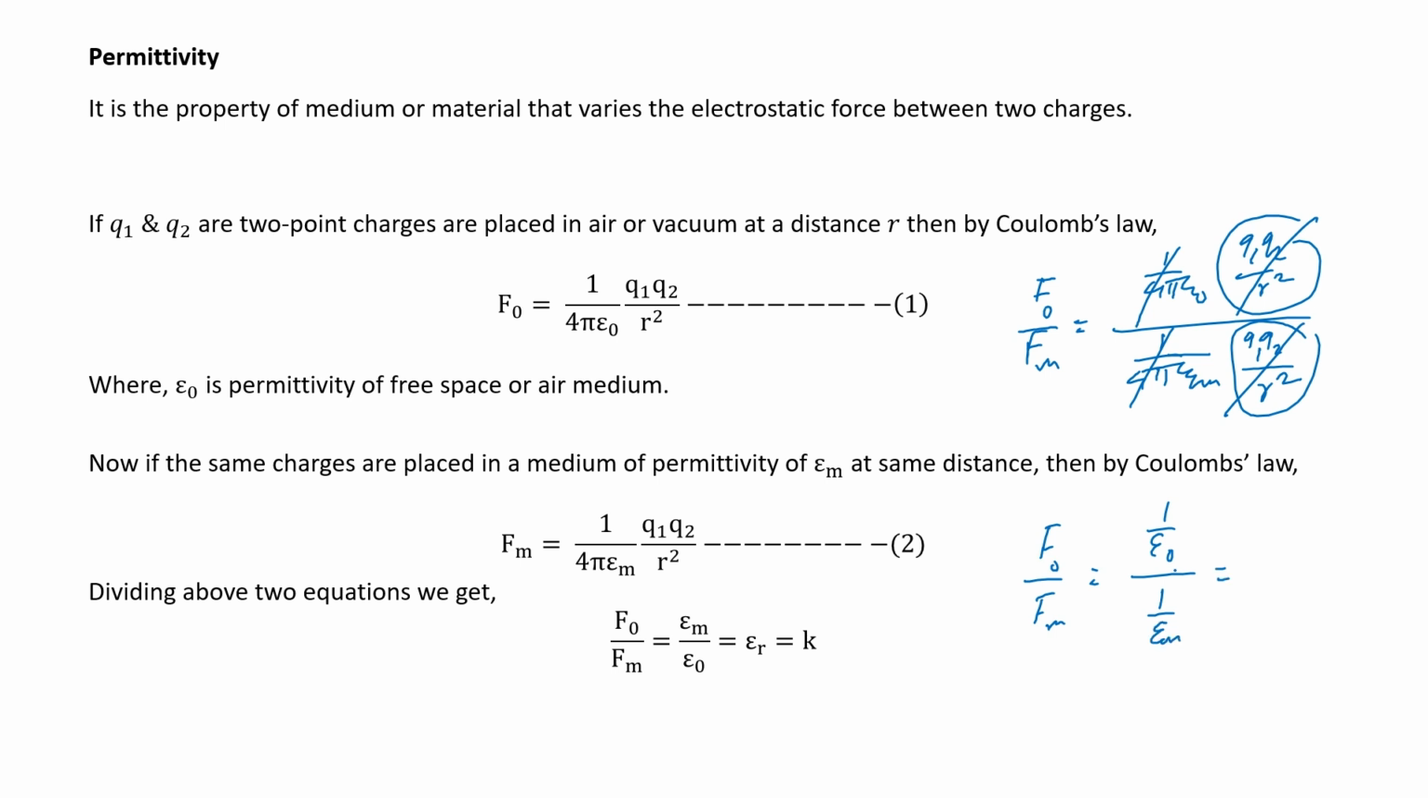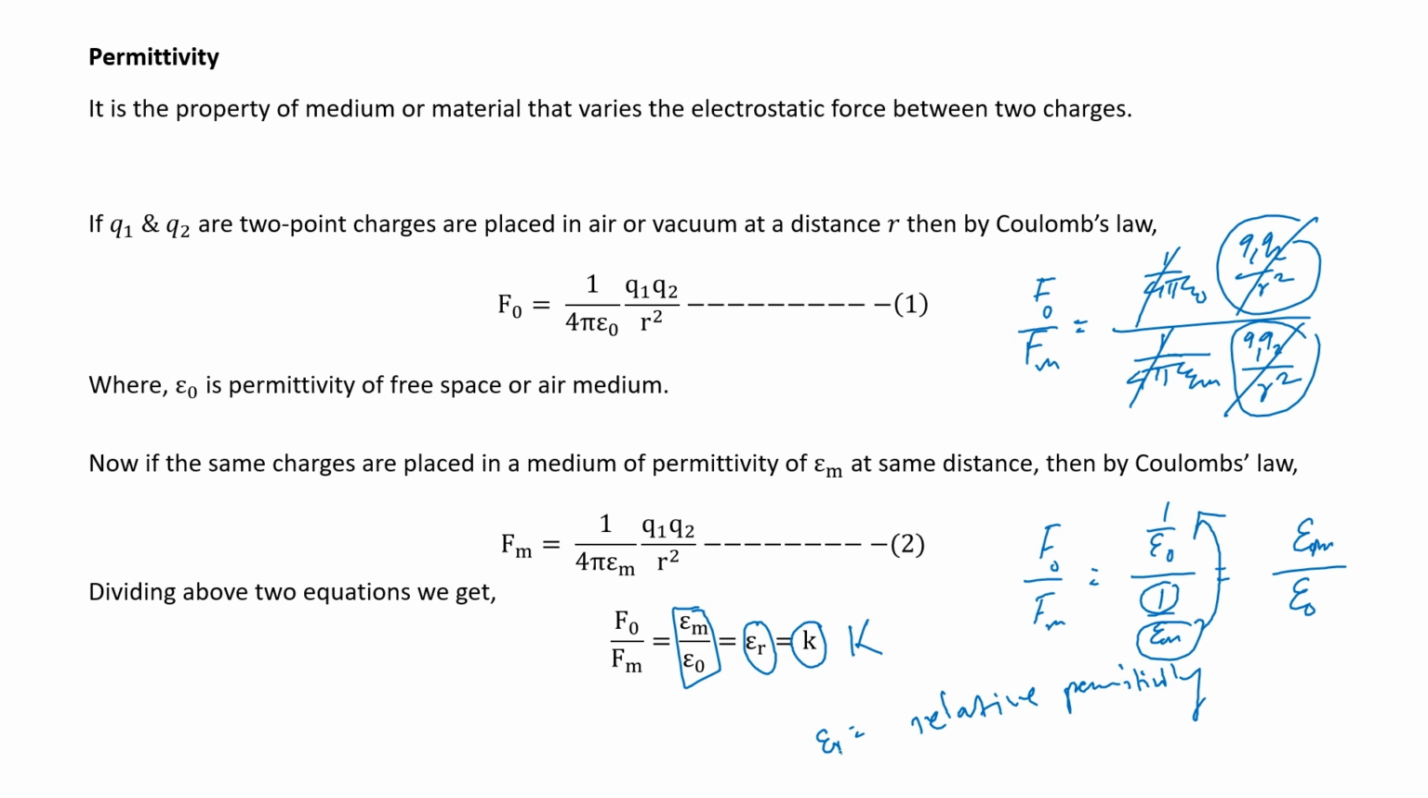So the denominator goes to the numerator: epsilon m divided by epsilon naught. This ratio is called relative permittivity, and it is represented like this. This is a small mistake, it should be capital K. Now epsilon r is the relative permittivity.